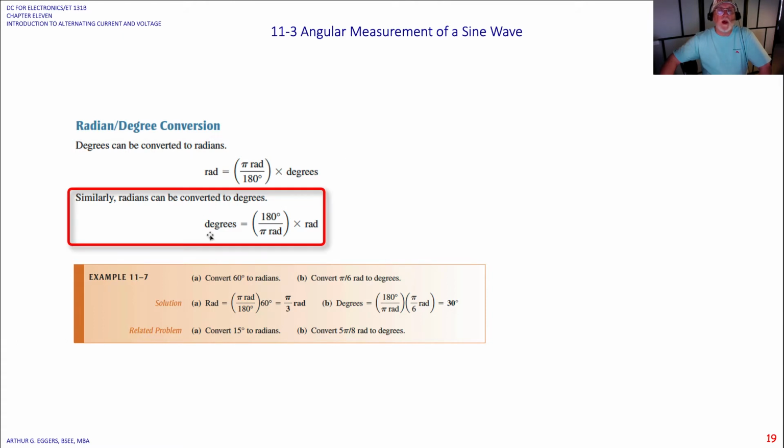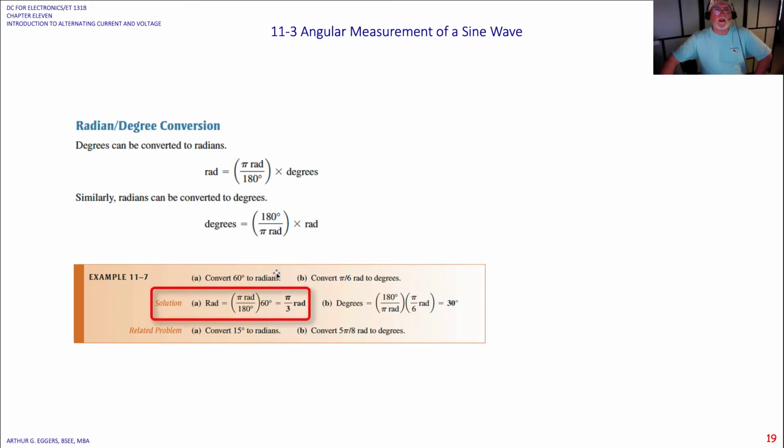To go the other way, degrees is equal to 180 degrees divided by pi radians. We've just inverted the relationship, times radians and pi. So if it was pi radians and we were converting to degrees, you can see pi radians divided by pi radians cancels out, and we're left with 180 degrees. So in some examples here: convert 60 degrees to radians, convert pi over 6 radians to degrees.